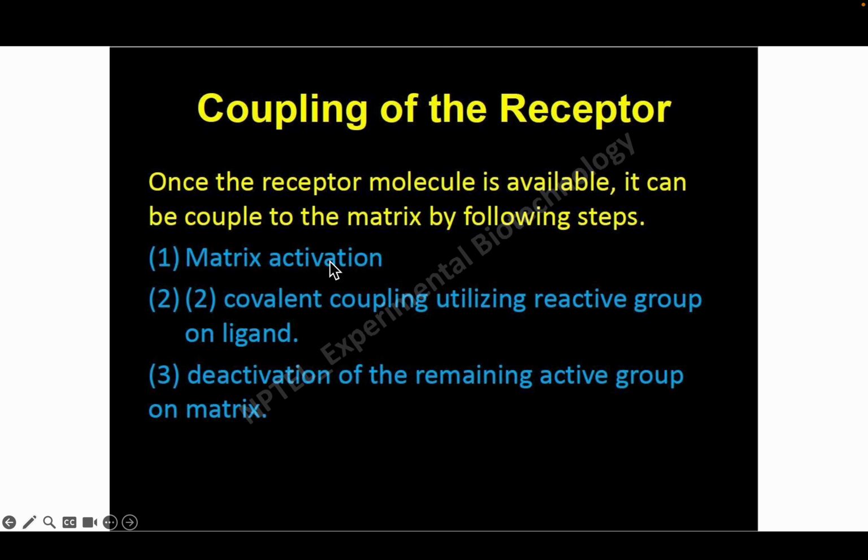Number one is matrix activation. Number two is covalent coupling utilizing a reactive group on the ligand. Number three, deactivation of the remaining active groups on the matrix.